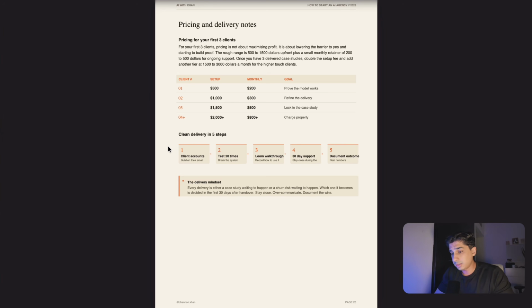Now, the delivery mindset that you need to have is that every delivery is either a case study waiting to happen or a churn risk waiting to happen. And churn means a client not willing to pay you anymore. Which one it becomes is decided in the first 30 days after the handover. So make sure you provide the best support, over-communicate, and document everything, and you are definitely going to win.